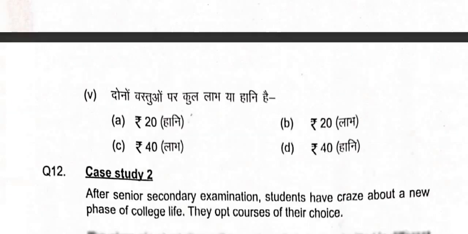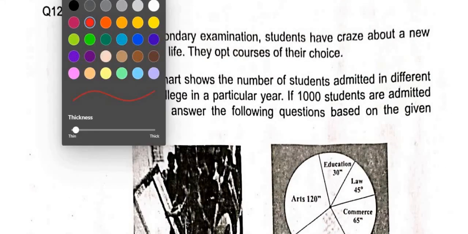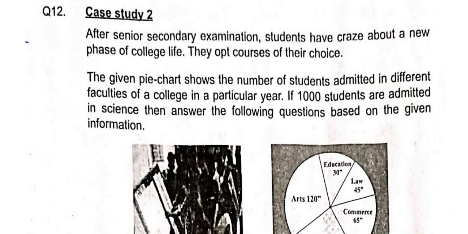Now moving to question number 12, that is case study 2. So in case study 2, this question is given. After the senior secondary examination, students have a craze about a new phase of college life, to opt for a course of their choice. So the statement is given.